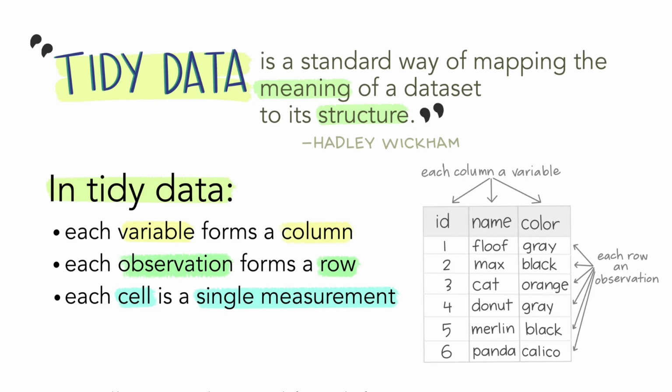So it's super easy to quickly grasp the different observations here. They are in the same row, so you will immediately know that ID3, the name of the observation is cat and the color is orange.